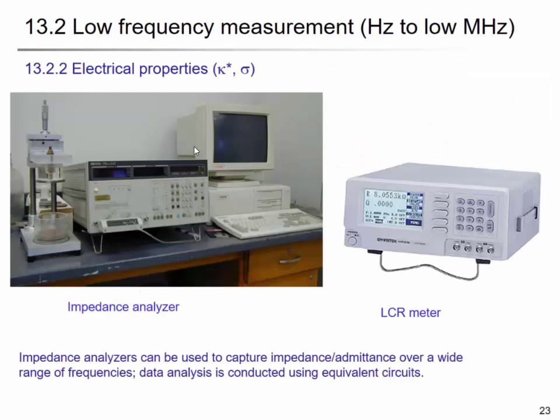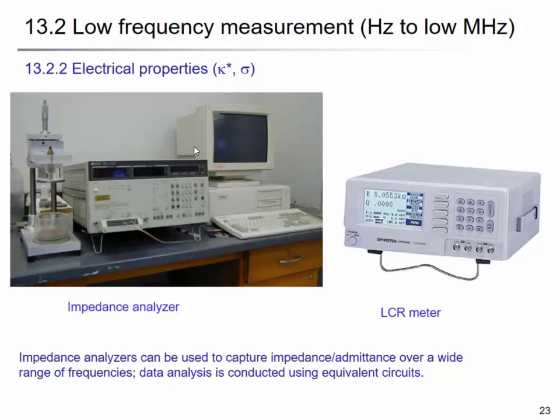Magnetic property and low frequency measurement. Here, we can use the impedance analyzer or the LCR meter to measure the complex impedance. So the complex impedance Z star is what? The real value of the complex impedance is what? Resistance, R, and the imaginary value is X, reactance, right? Or you can measure the admittance directly. That's going to be G plus jB, the conductance and the susceptance. And you can also change the frequency.